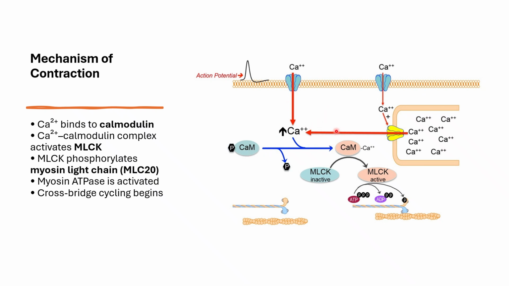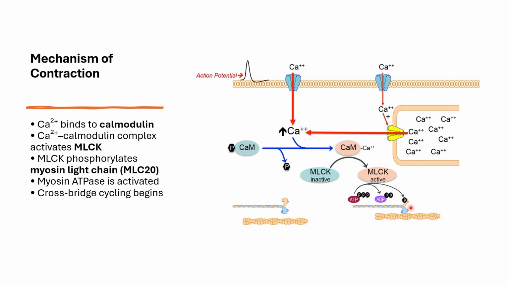Now, when calcium binds to calmodulin, it forms a very powerful regulatory complex. That's the calcium calmodulin complex. Once it forms, it regulates myosin light chain kinase, an enzyme that decides whether myosin is in a state that can generate force. Activated MLCK then phosphorylates the myosin light chain. This single phosphate group is what flips myosin into its active high affinity state.